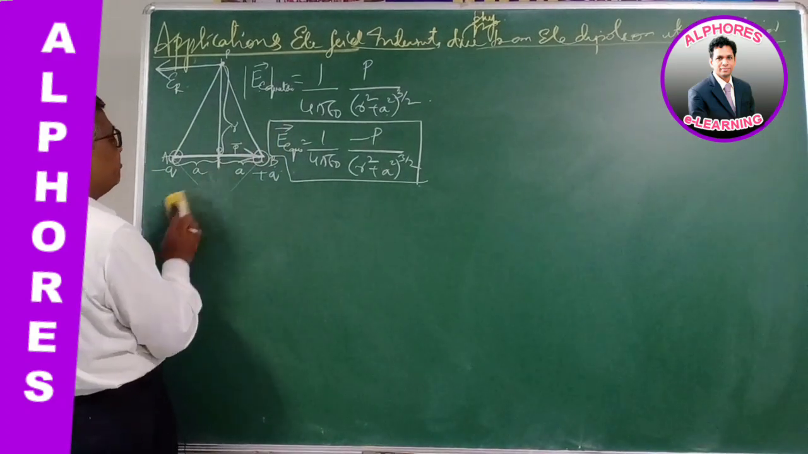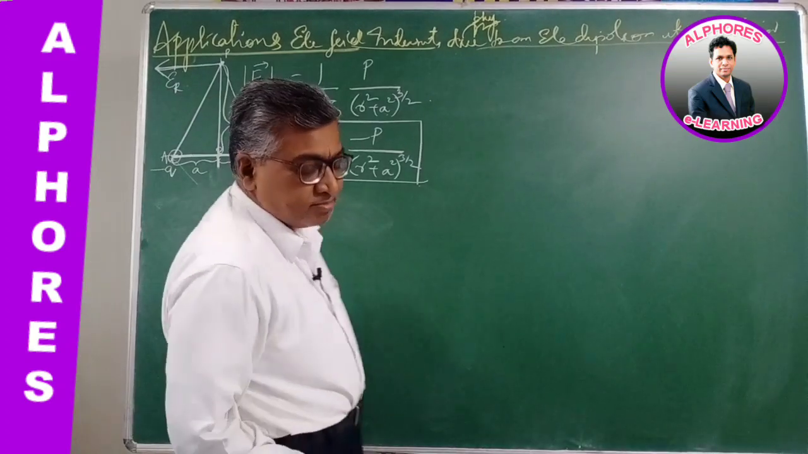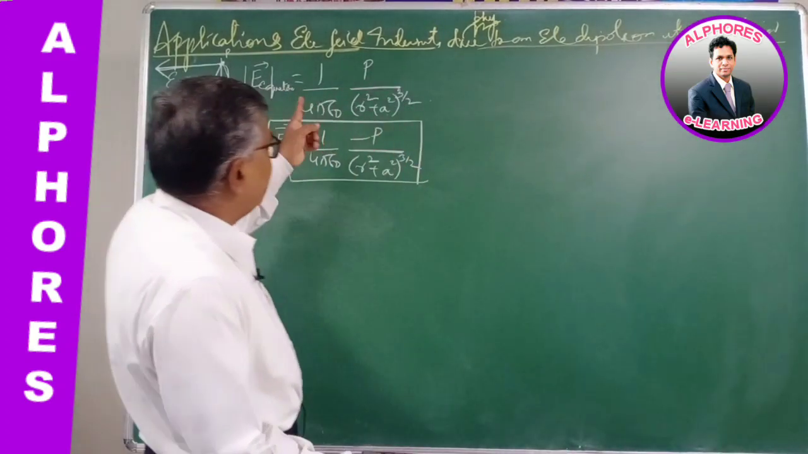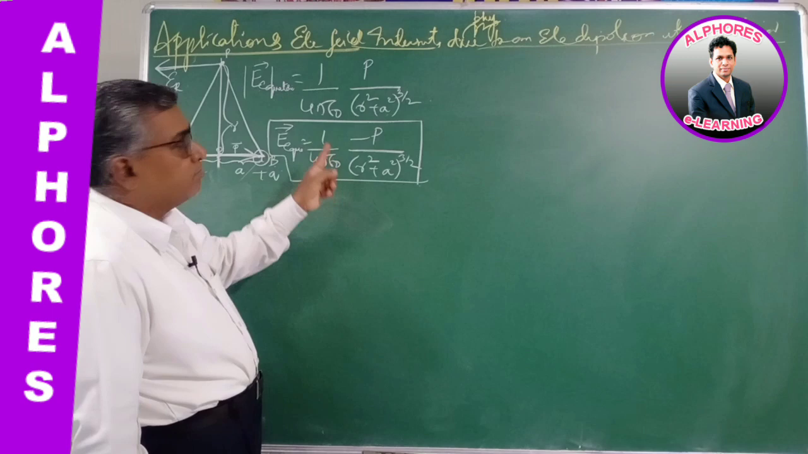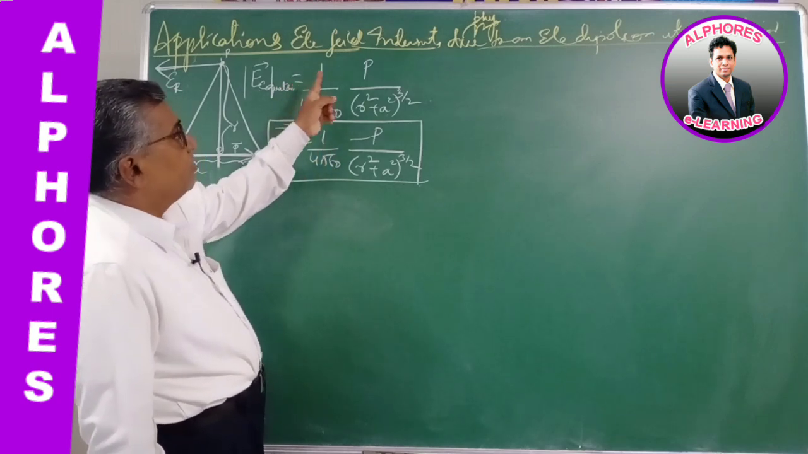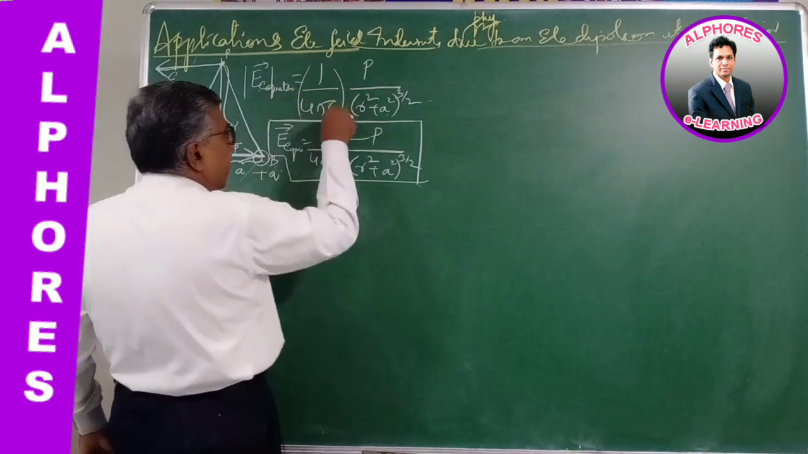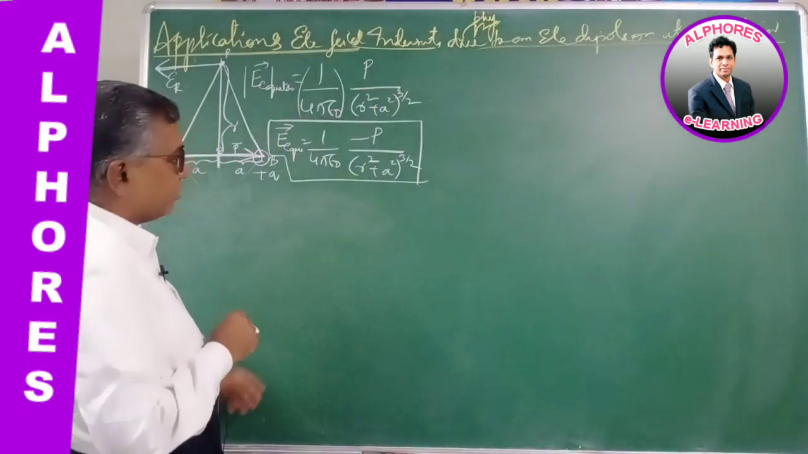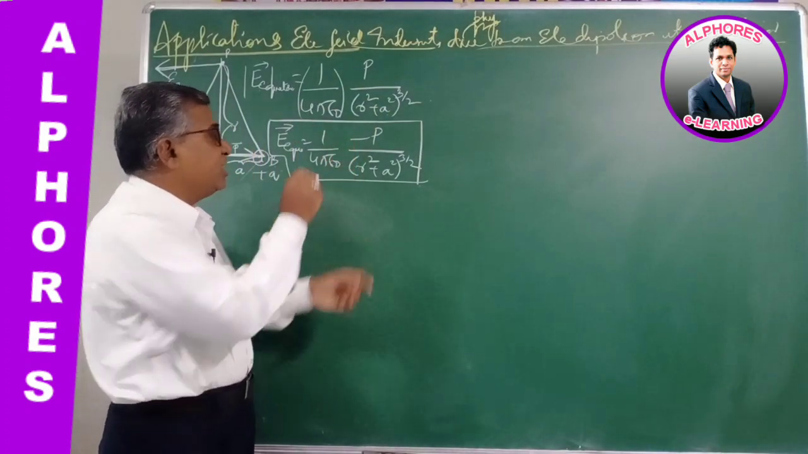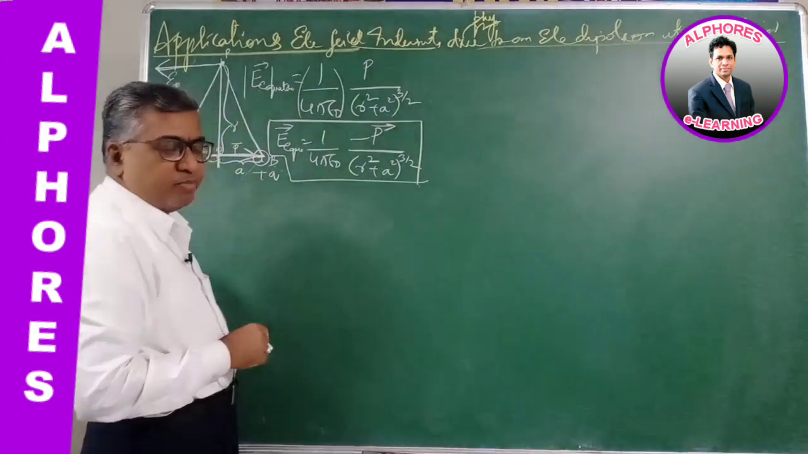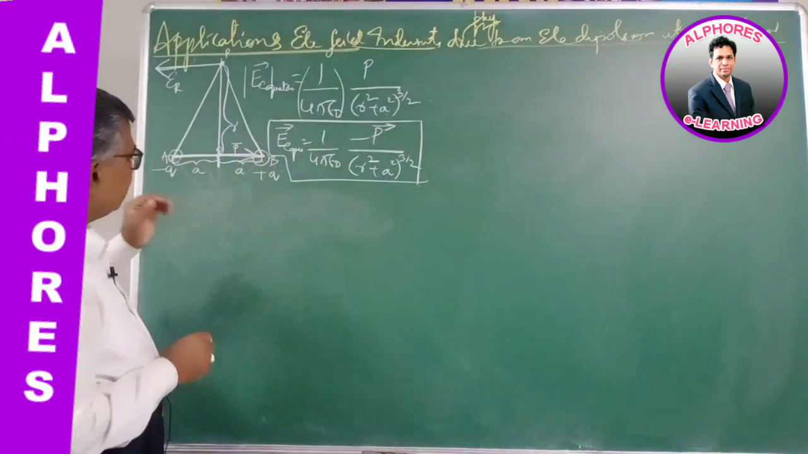Okay, right. The first application. First, the magnitude is this, and this is the vector form. Magnitude of the electric field is 1 by 4 pi epsilon naught, p by (r square plus a square) whole power 3 by 2. Vector form: the direction is opposite to the direction of the dipole moment. Correct? First point.